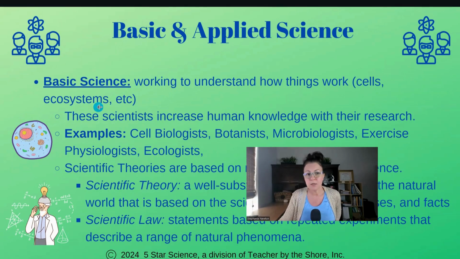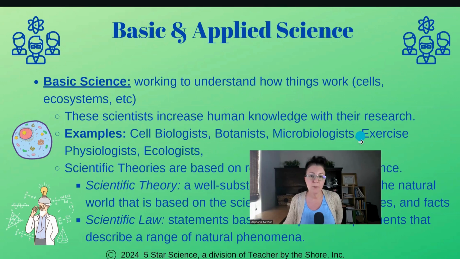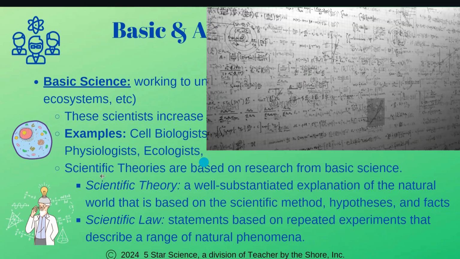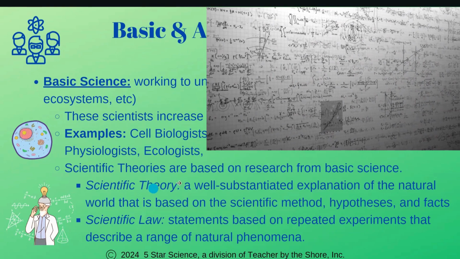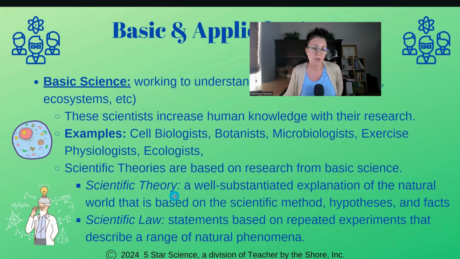They also might study ecosystems, all right? These scientists increase human knowledge with their research. So examples of these would be cell biologists, botanists, microbiologists, exercise physiologists, and ecologists. Scientific theories have come from basic science research. So a scientific theory is a well-substantiated explanation of the natural world that is based on the scientific method, hypotheses, and facts.